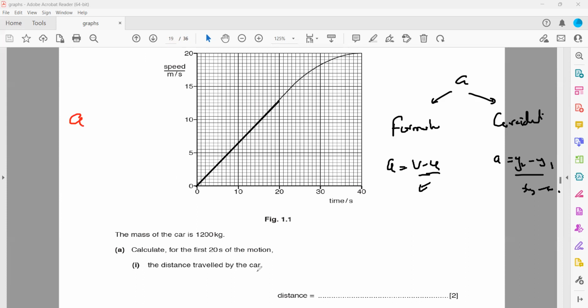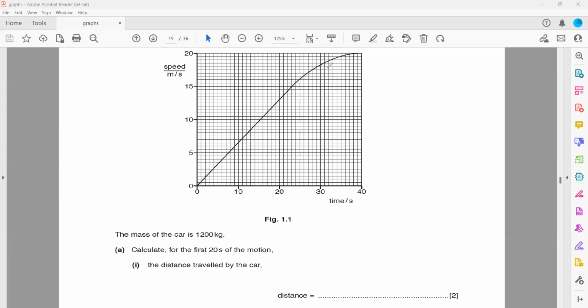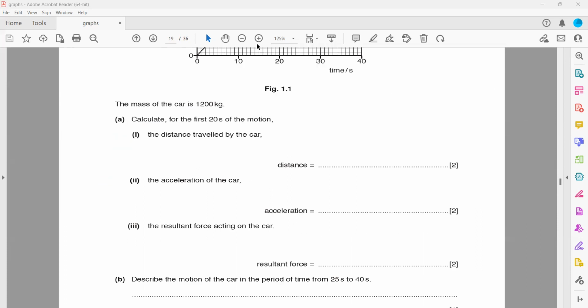So a equals v minus u over t. The final speed is 13. Initially it starts from rest, so 0, and the time interval is 20. So acceleration is 13 divided by 20, which is 0.65. So the acceleration of the car equals 0.65 meter per second square.